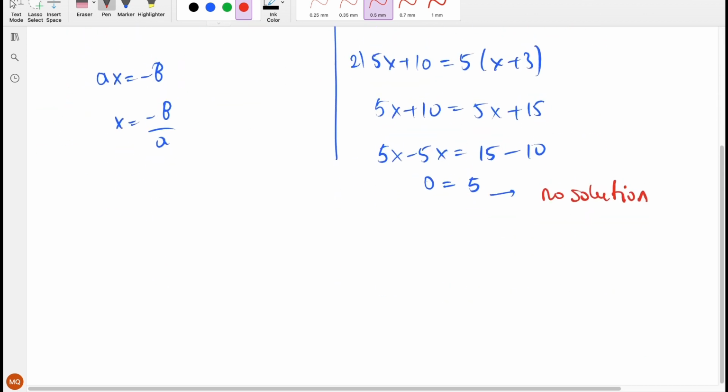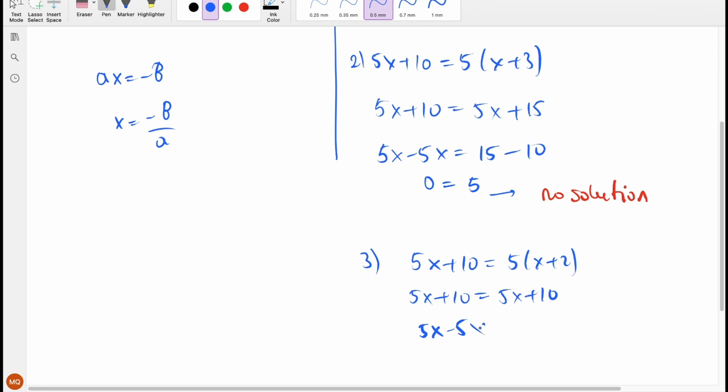Now let's look at another case. Third one, 5x plus 10 is equal to 5x plus 10. Let's do some simplification. We have the same thing on both sides, so we can say that 5x minus 5x is equal to 10 minus 10, and it is 0 is equal to 0.